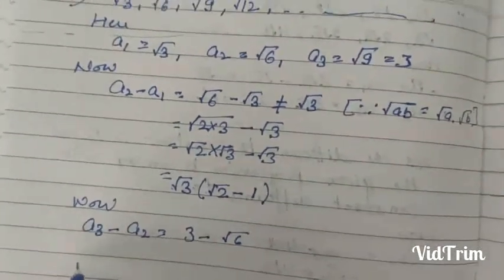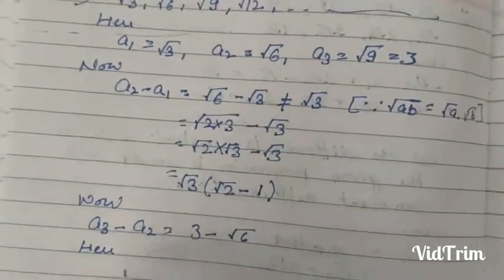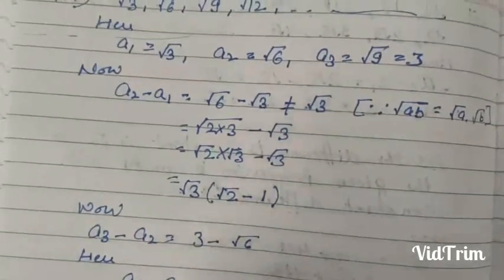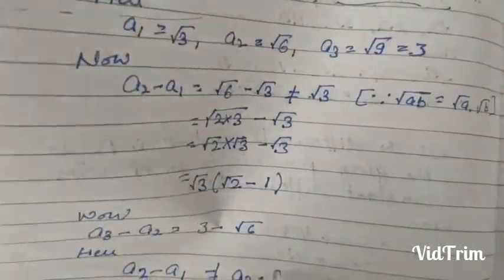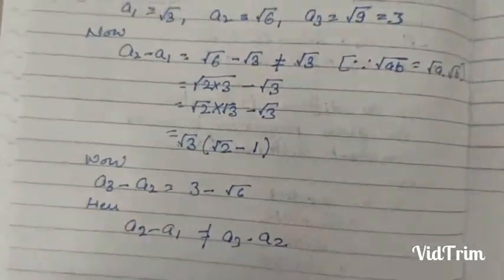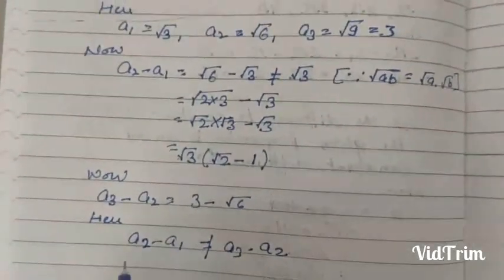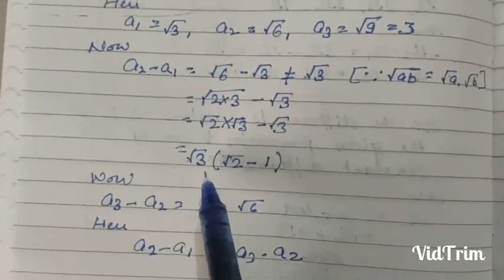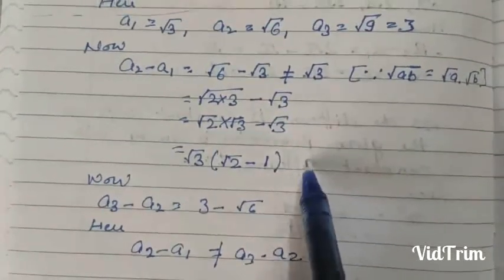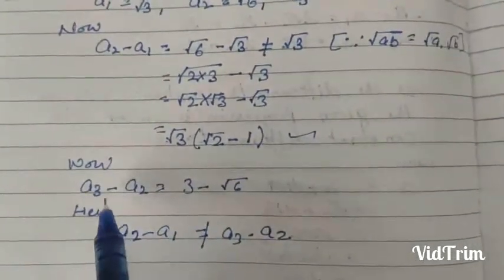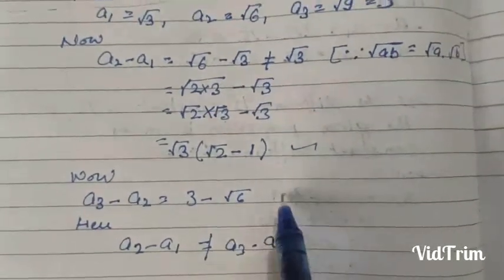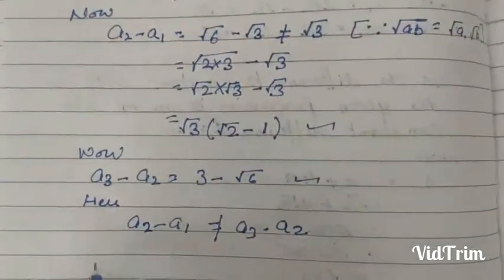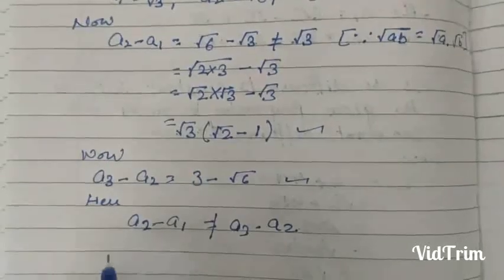So here you can see a2 minus a1 is not equal to a3 minus a2. That is, the common difference in both cases is not the same. In the first case, the difference of the consecutive terms is root 3 into root 2 minus 1, and in the second case, a3 minus a2 is 3 minus root 6. And both are not equal. Hence, the given progression is not an AP.